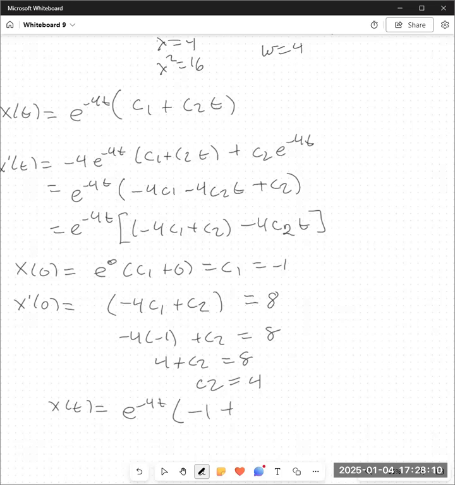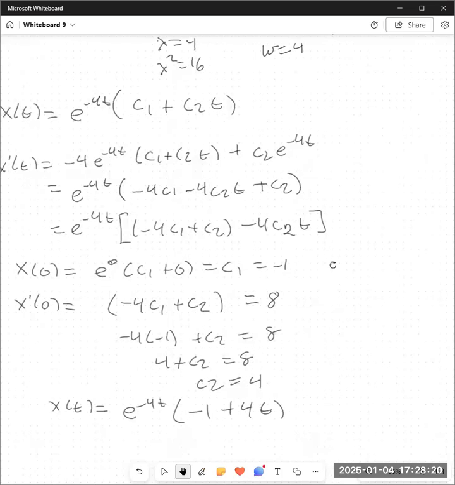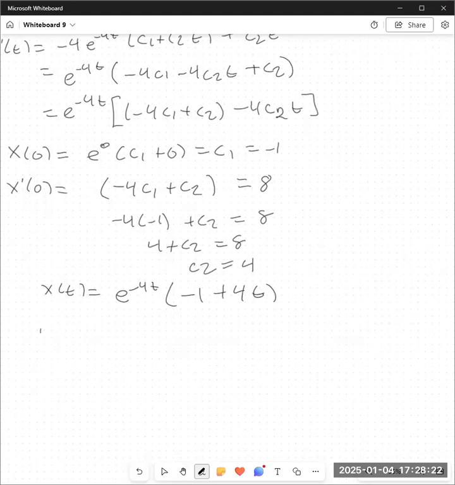plus c2t. Now that I have that, I can find where the mass passes through equilibrium. So find when x of t is equal to 0. So that's going to be when e to the negative 4t times -1 plus 4t is equal to 0.